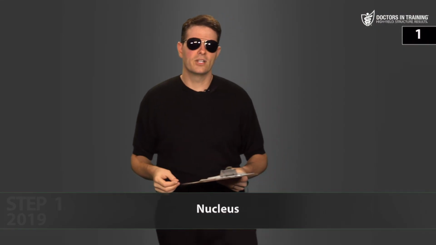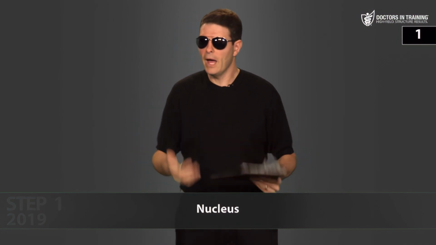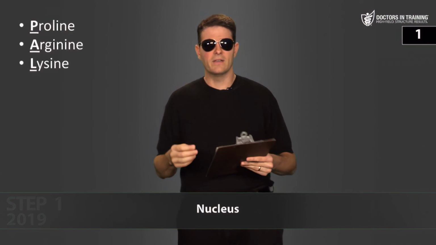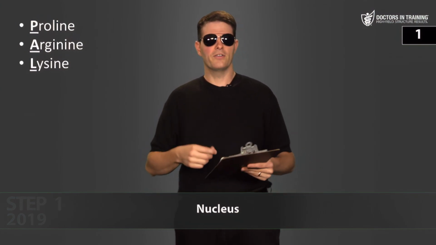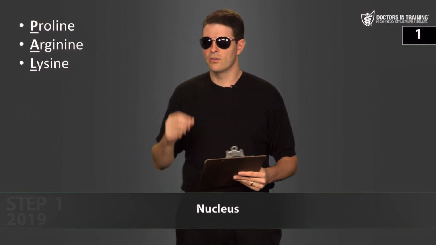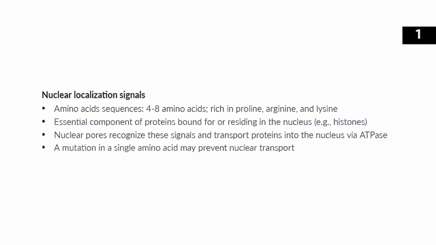So last year, a student suggested that to get into the club, you have to be pals with the bouncer. And PAL stands for proline, arginine, and lysine, which are the amino acids found in the nuclear localization signal password. And another student suggested that the bouncer only lets people who bring positive energy into the club, because again, those are positively charged amino acids. Then one last point. If you have a mutation in a single amino acid in this 4 to 8 amino acid sequence, it could potentially prevent that protein from being transported into the nucleus.